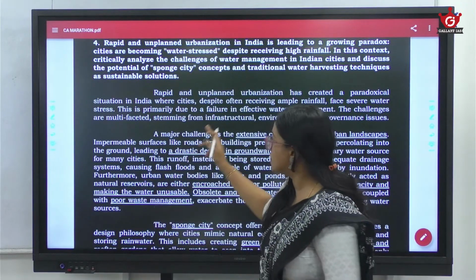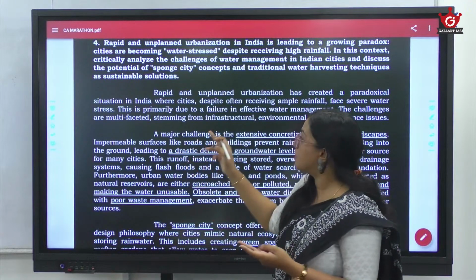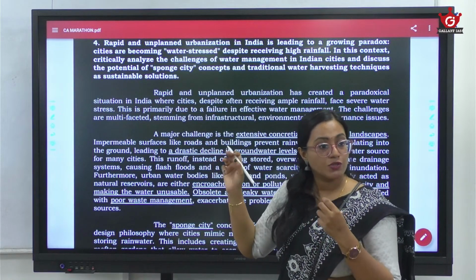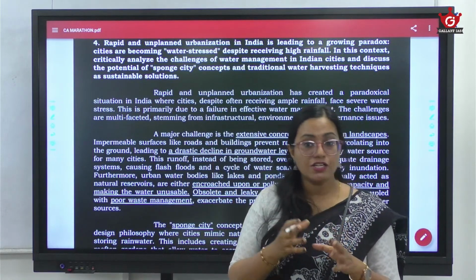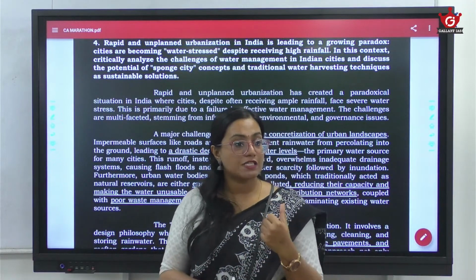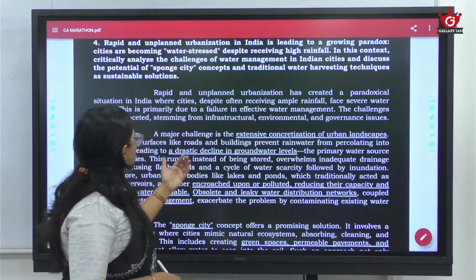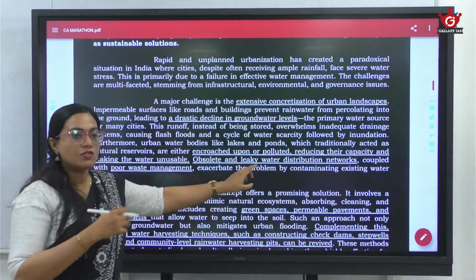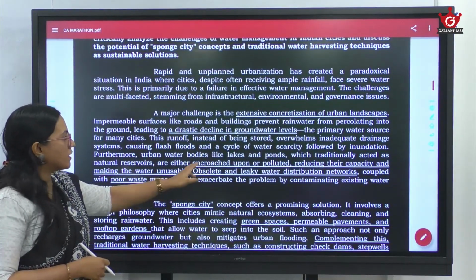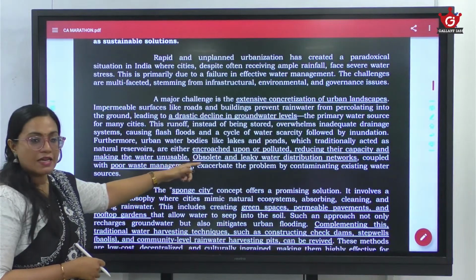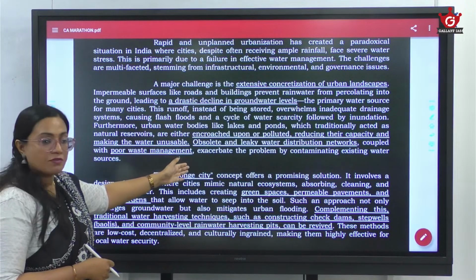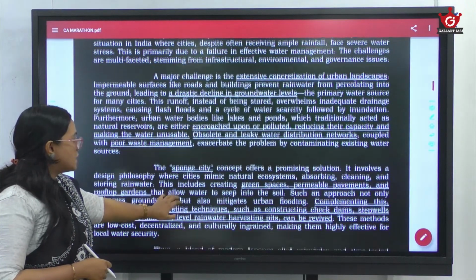That's the normal way of answering it. But here, the question itself suggests two solutions: sponge city concept and traditional water harvesting techniques. Okay, so this should be your solutions. In addition to that, you can write other solutions, but you don't have to explain them. But you have to understand the feasibility of these two solutions. Okay, so here, what are the challenges? Why are the urban cities becoming water stressed? Extensive concretization of the urban landscape, drastic decline in the groundwater level, then pollution making the water unusable, all these things. And what is a smart city?